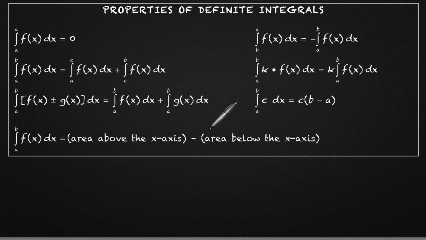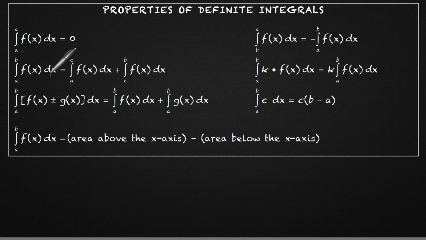Let's talk about some properties of definite integrals. The first idea is if you're integrating from a number a to that same number, then the integral is going to be 0. The reason for that is because you're not getting any area underneath the curve. You're integrating from a number to that same number. There's no area underneath the curve, so therefore the integral would be 0.